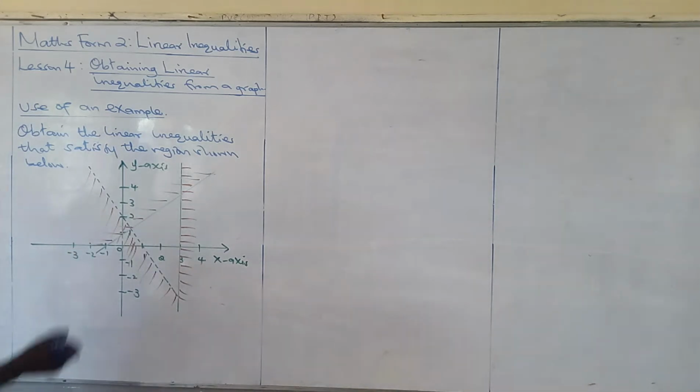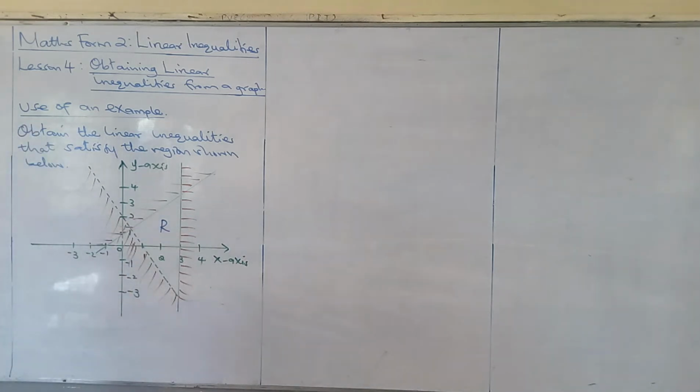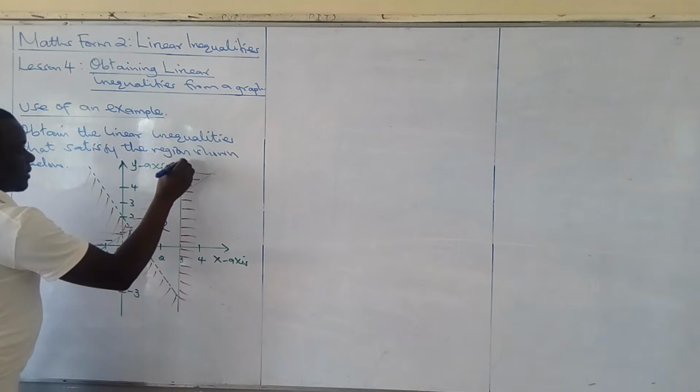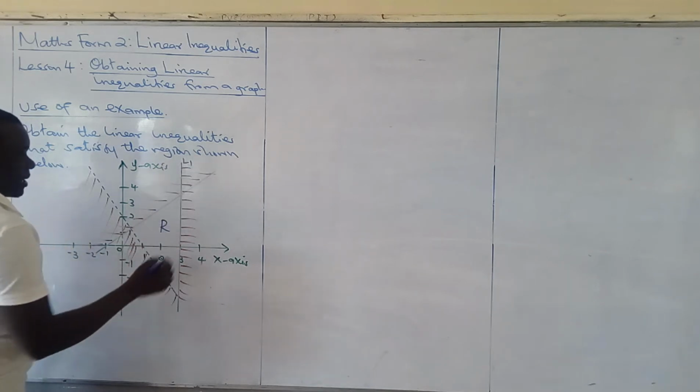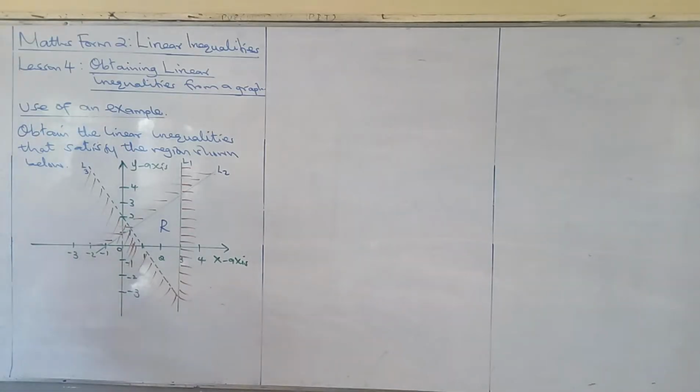So we can now identify the region and say that is the region we are talking about. So we can label our lines. This is the first line, L1. This is L2. This will be L3. So how do we obtain linear inequalities from the region?